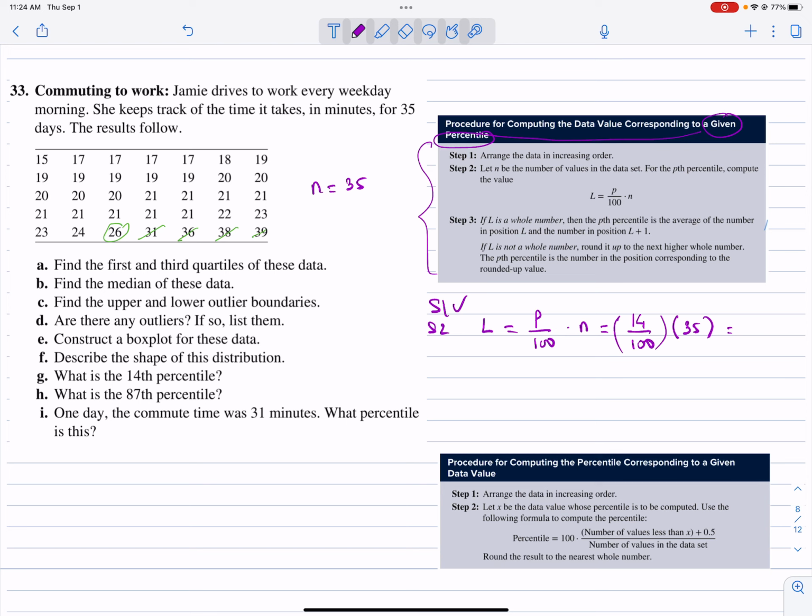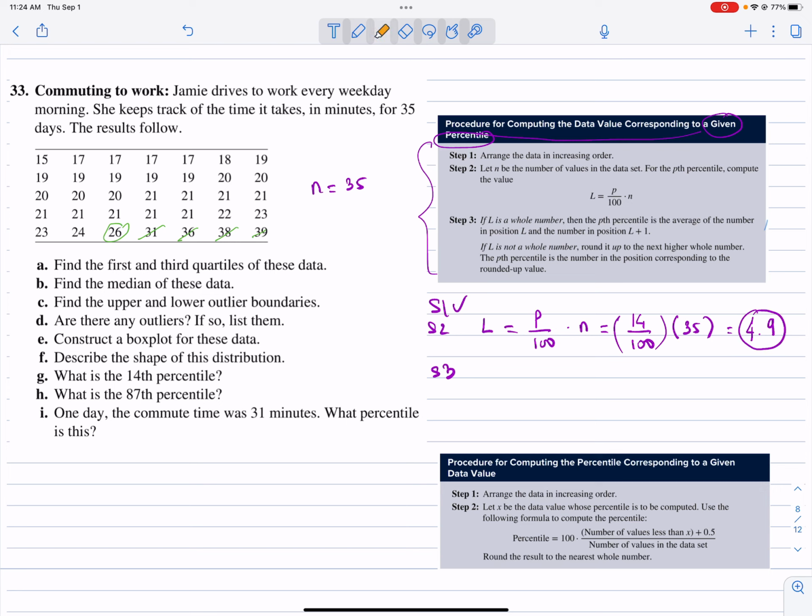Then we use the calculator to calculate this number. So you do 14 divided by 100 is equal to 0.14, and then multiply by 35. So the answer is 4.9. Now we go to step number 3. In step number 3, it says if the location is a whole number or if the location is not a whole number. So this 4.9 is not a whole number.